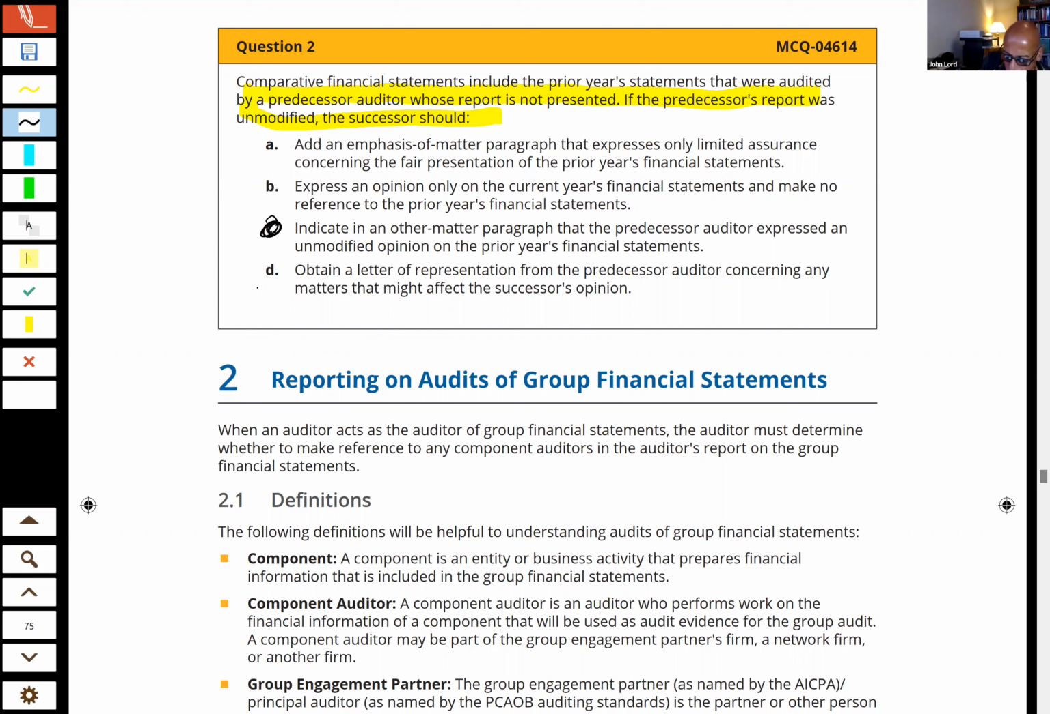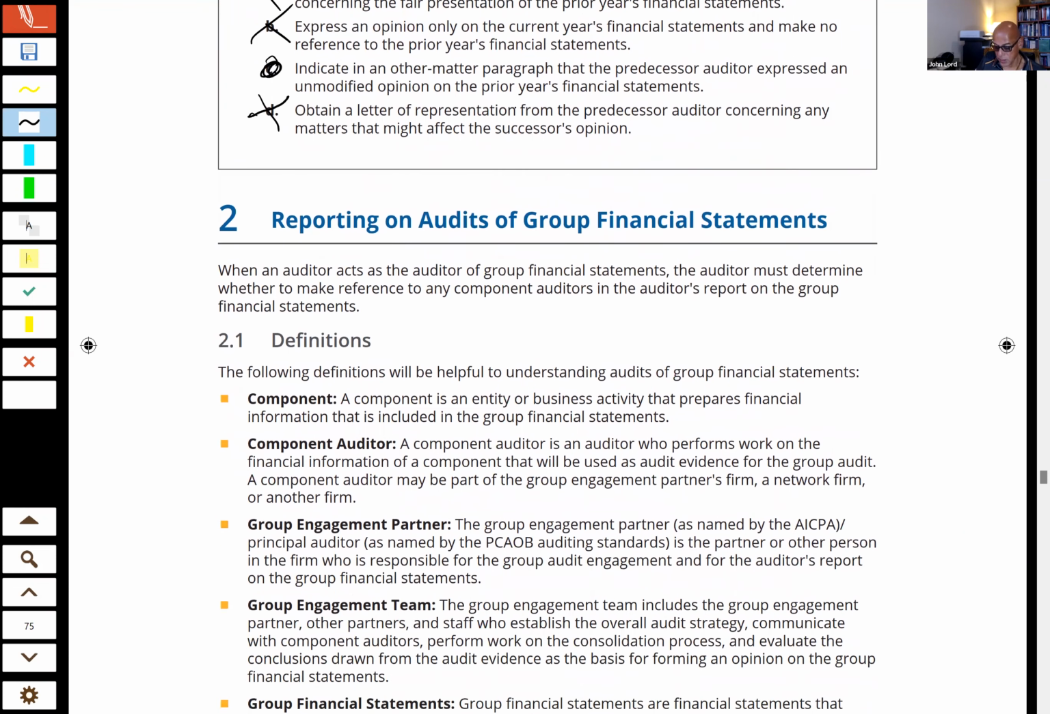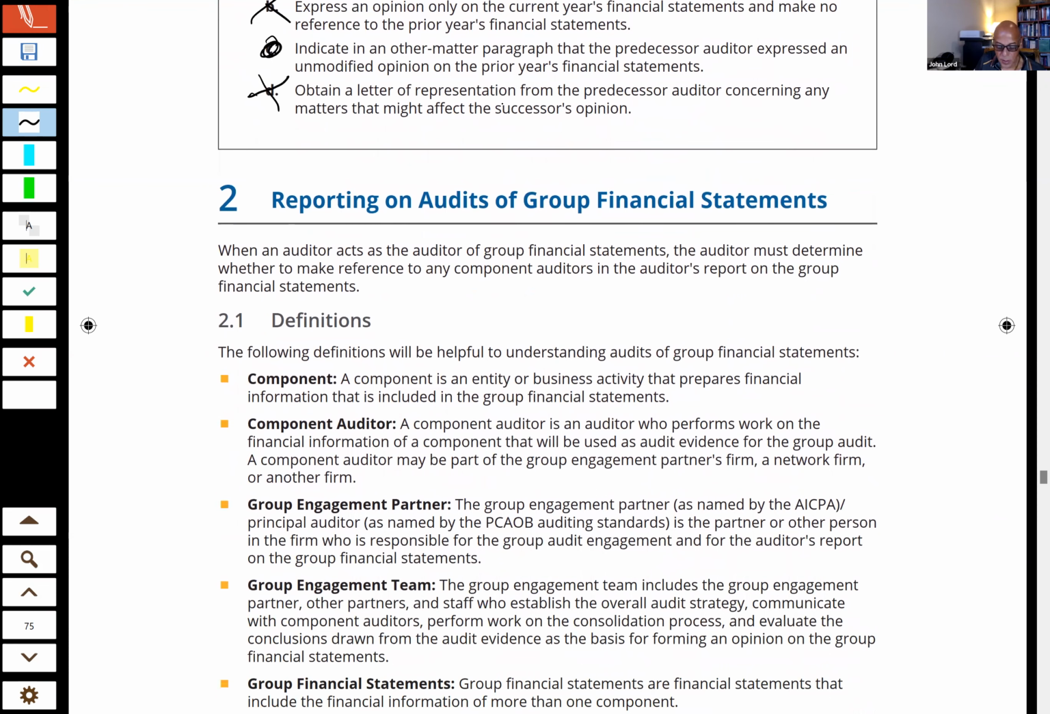Okay, good. So I think what might have confused you a little bit on that one is the fact that there is an exchange of letters. And the other thing that probably should have tipped you off that D was wrong: there's an exchange of letters when the report is presented. This report was not presented, so that would be another reason why D is not correct. But even if it said it was presented, D would still be wrong. The letter goes from the successor to the predecessor, not the other.